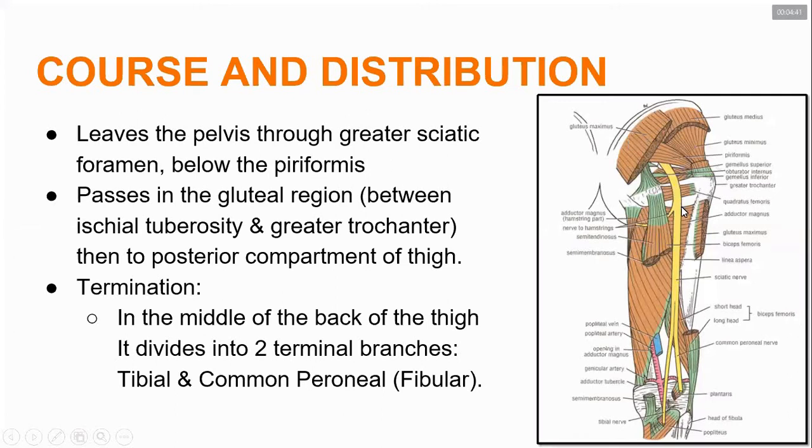As you come to the posterior compartment of the thigh, this nerve will lie between two muscles. It will lie over the long head of biceps femoris and over the adductor magnus muscle. So it will be sandwiched between the adductor magnus in front, and posteriorly the long head of biceps femoris. And in the lower 1/3 of the thigh, the sciatic nerve will divide into two terminal branches. The larger one is the tibial component, and the smaller one, the lateral component, is the common fibular nerve.